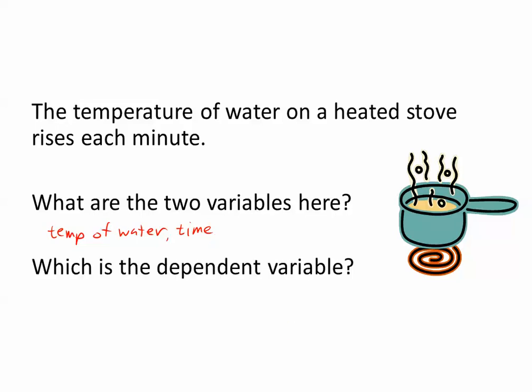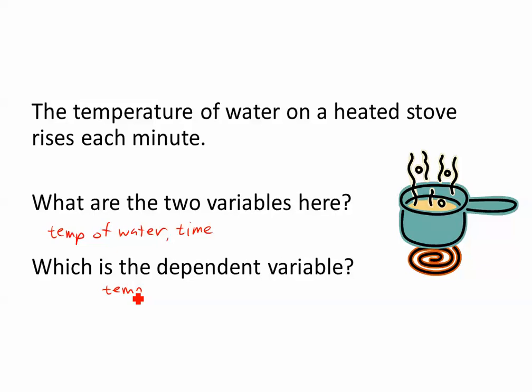Now, the next question is, which of those is the dependent variable? It's often easiest to look at the dependent variable first. So what depends on the other thing? Does time depend on the temperature? Or does the temperature of the water depend on the amount of time that you're on the stove? Well, hopefully you figured out that the temperature of the water depends on how long your pot is on the stove. You can't change time just by changing the temperature of the water. I can't just say, okay, well, let's throw some ice in and make the temperature go down, therefore cause time to go backwards. That just doesn't make sense.